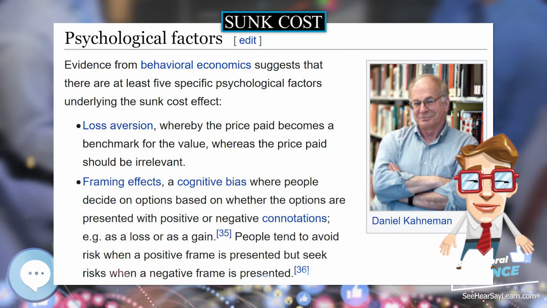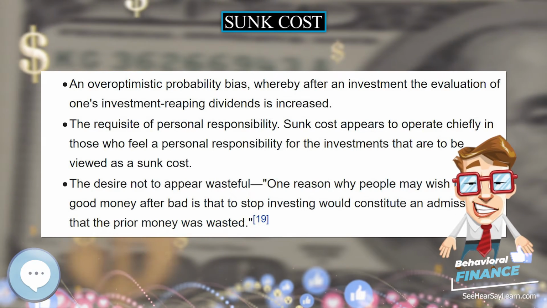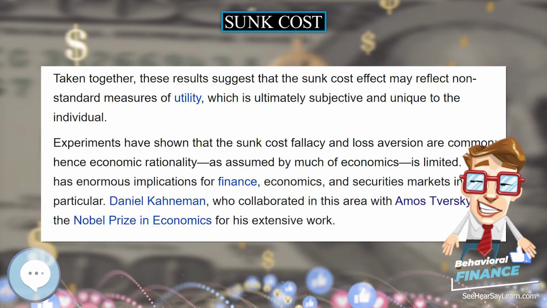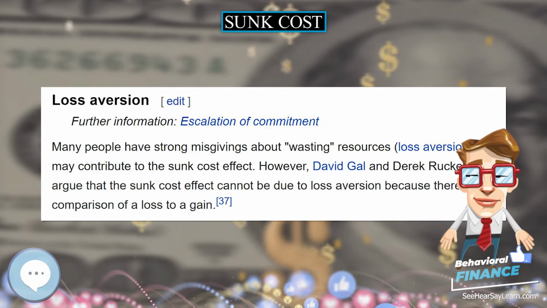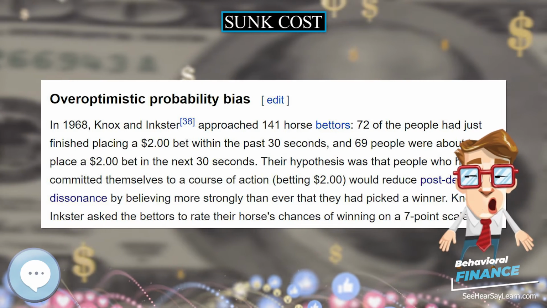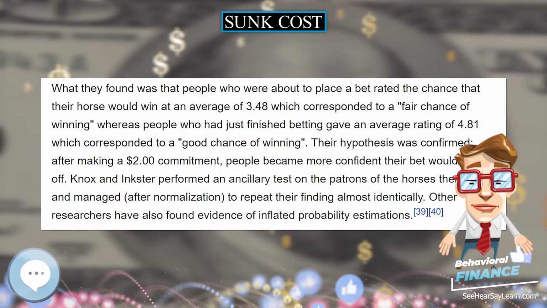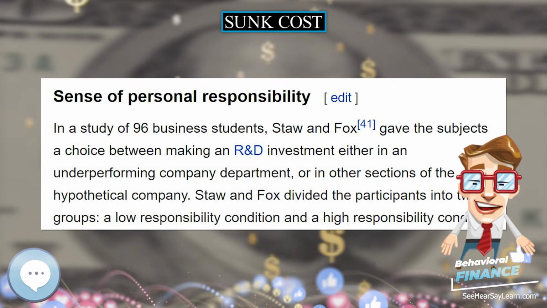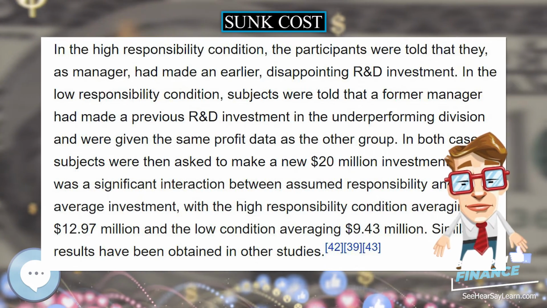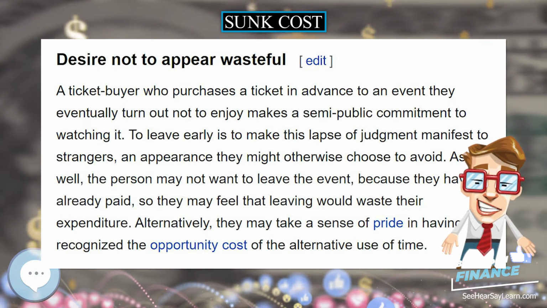Psychological factors. Evidence from behavioral economics suggests that there are at least 5 specific psychological factors underlying the sunk cost effect. Taken together, these results suggest that the sunk cost effect may reflect non-standard measures of utility, which is ultimately subjective and unique to the individual. Experiments have shown that the sunk cost fallacy and loss aversion are common, hence economic rationality, as assumed by much of economics, is limited. This has enormous implications for finance, economics, and securities markets in particular. Daniel Kahneman, who collaborated in this area with Amos Tversky, won the Nobel Prize in Economics for his extensive work.